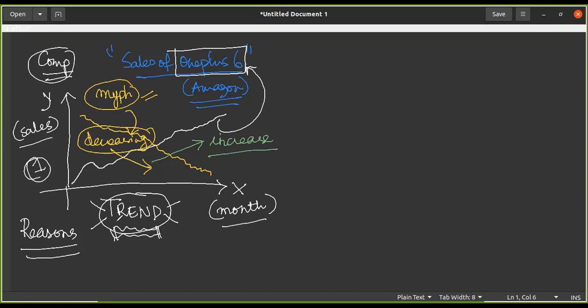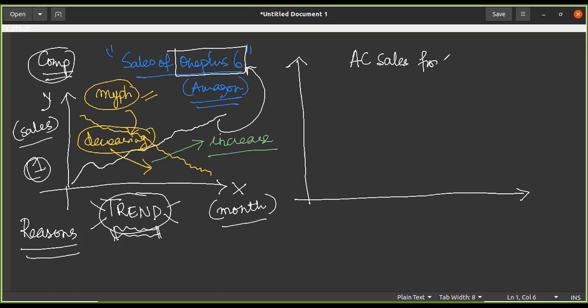right? The second thing, let's take another example. So this is the first thing. The second thing is that, let's say I have another scenario where I'm looking into data related to AC sales, data from some local store. From there I have got the data related to the AC sales. So on the y-axis I have sales, or you can also say this is the volume or the quantity of ACs which are sold per month.